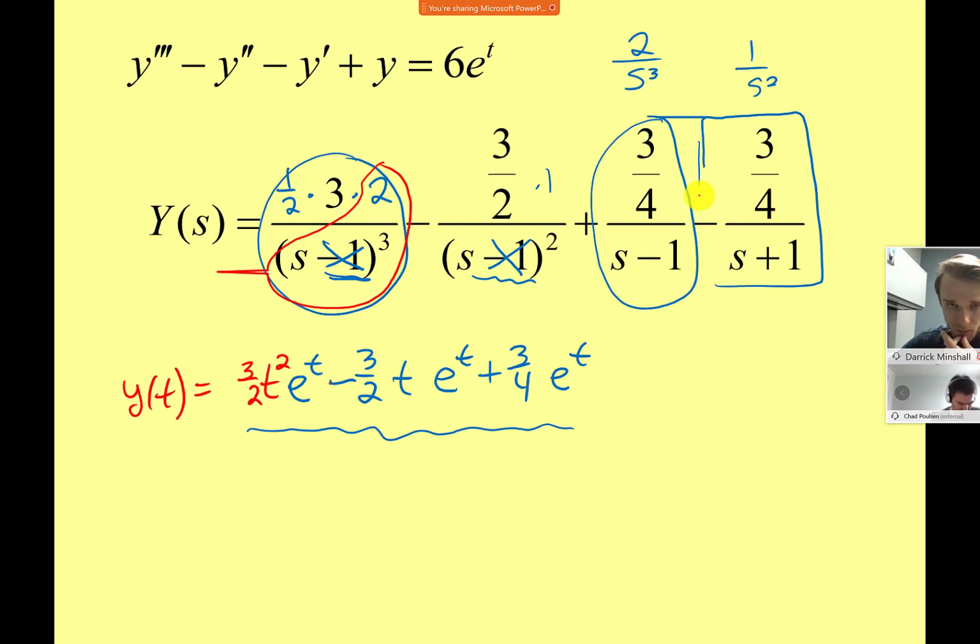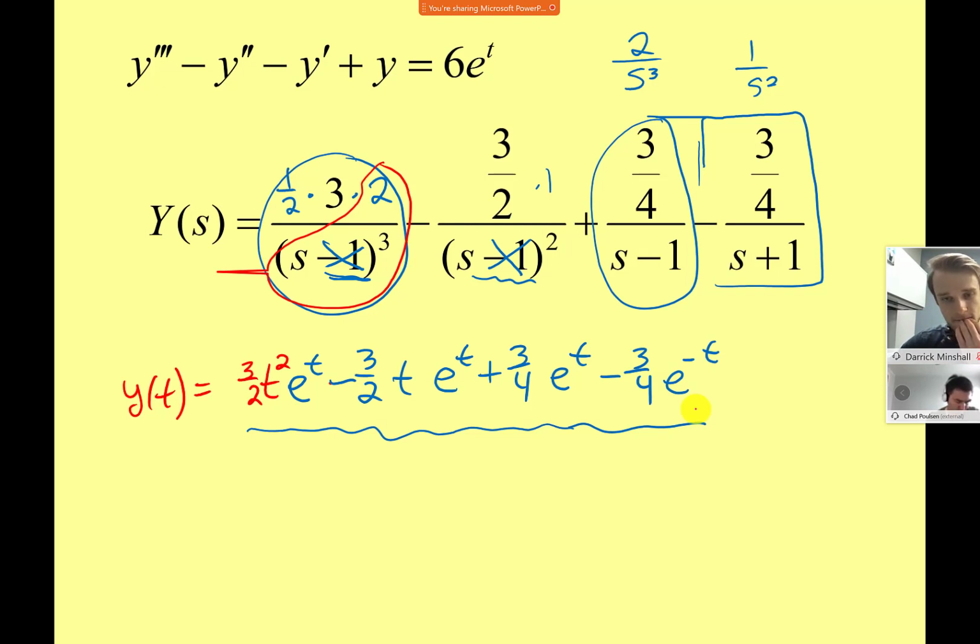This last piece is negative 3/4. And then, oh, there's the shift. No, I don't need it. You can think of it as a shift. It'll be an exponential, but it'll just leave us at 1 if we did that. So we know 1 over s minus a comes back as an exponential. So this is e to the negative t. Okay, so all of this stuff is the solution.